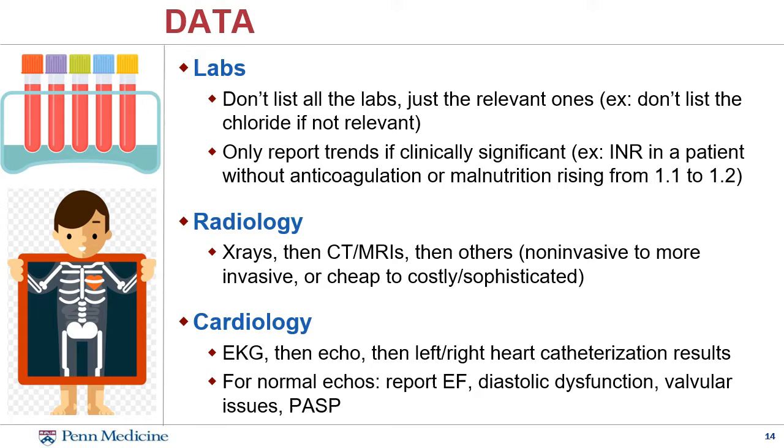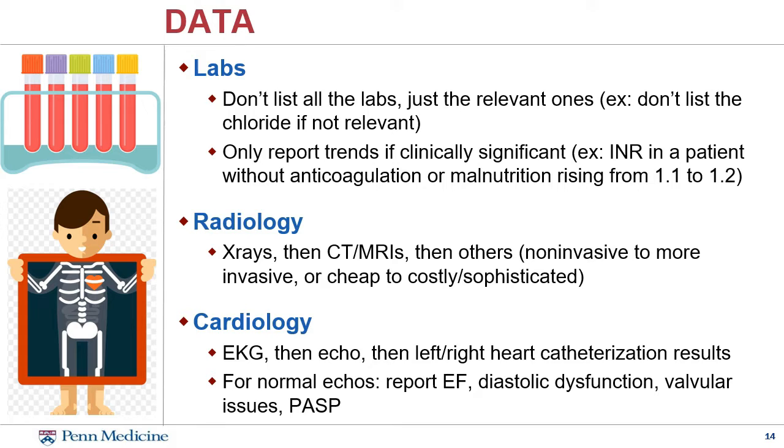There have been times where I've heard a student say that the INR went up from 1.1 to 1.2, and that's in a patient who's not on anticoagulation, not malnourished. So that 1.1 to 1.2 doesn't really mean anything. And when you say it went up from 1.1 to 1.2, that is going to trigger the listener to say, I'm not sure that this person really understands what an INR is and what is a clinically significant value.